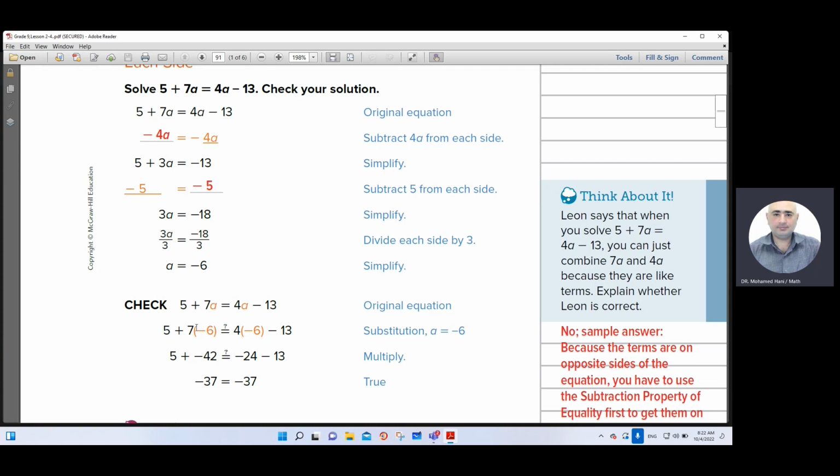Then solve the first side. 7 times negative 6 will be negative 42. And 4 times negative 6 will be negative 24. Then add the two numbers on each side. 5 plus negative 42 will be negative 37. And negative 24 plus negative 13 will be negative 37. So as you see, we have a true equation. So it means this is a true solution. Write the check here.